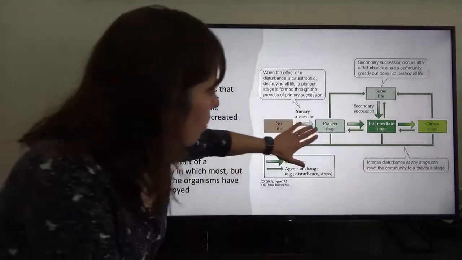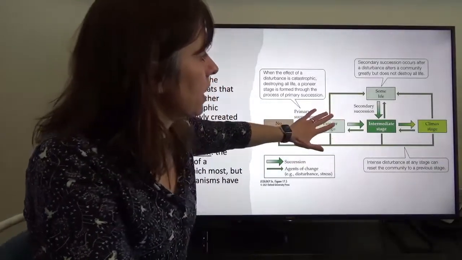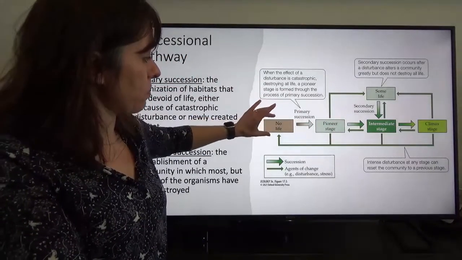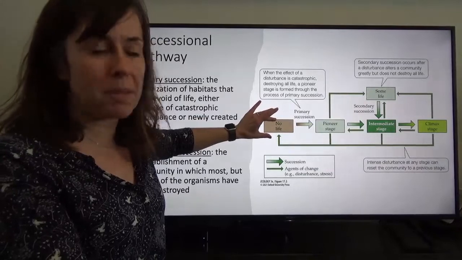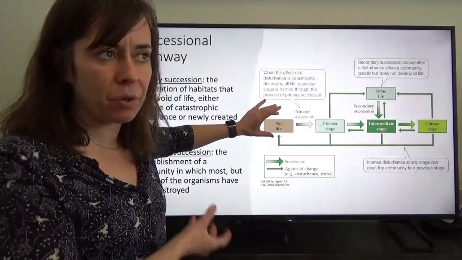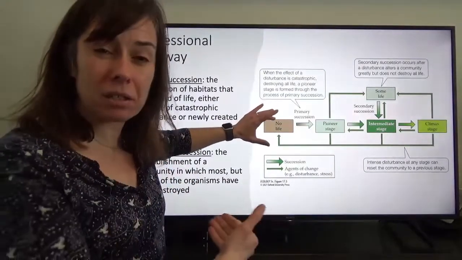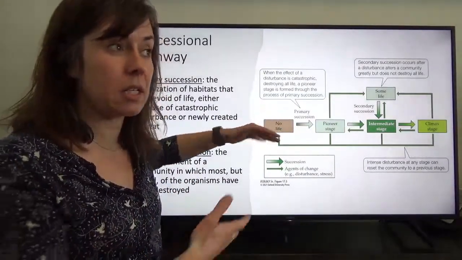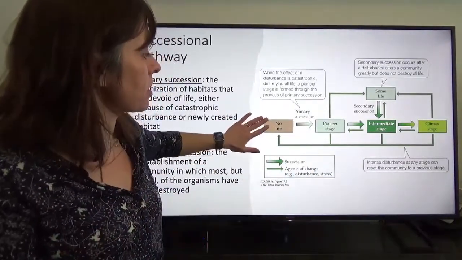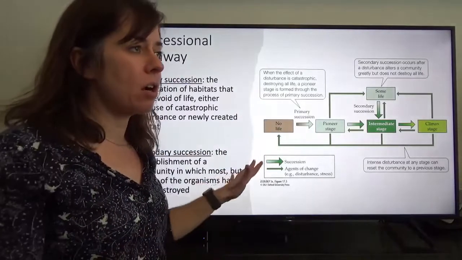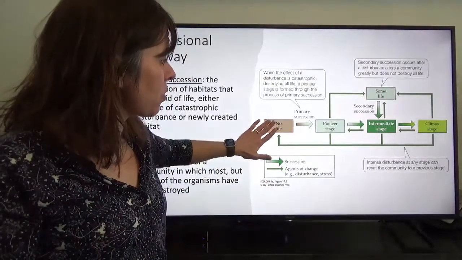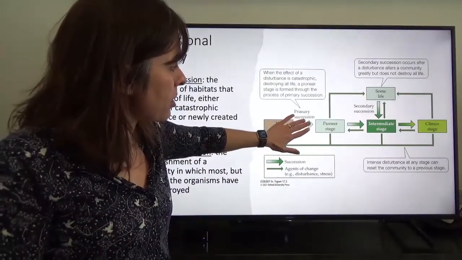Okay, so we have this nice little chart from your text, where here we have this situation where we're really starting afresh, so we have no life. So maybe that's that pumice, that newly formed where the lava flow was from the volcano. Maybe it's a glacier that's retreated. We'll hear about glaciers and their retreat and what that looks like. But both of those are great examples of primary succession. So you start with just bare rock, bare new sediment. And so you've got no life. Then this is the primary successional pathway.